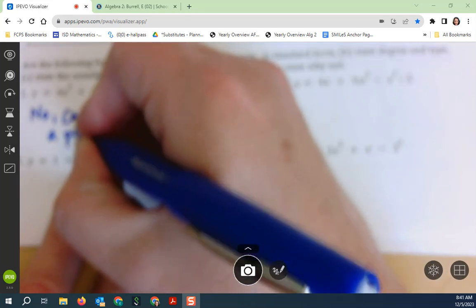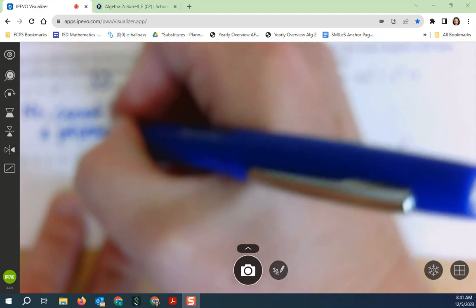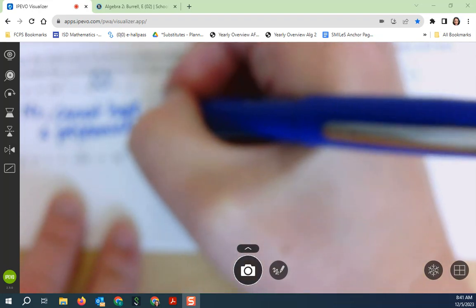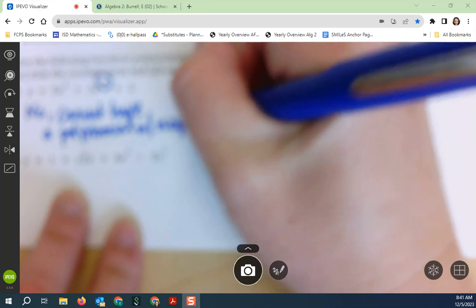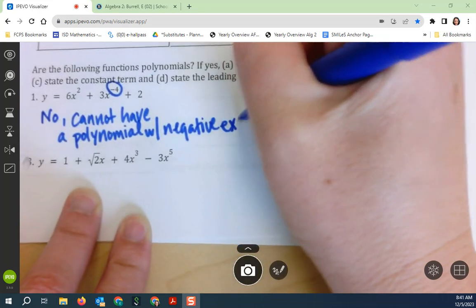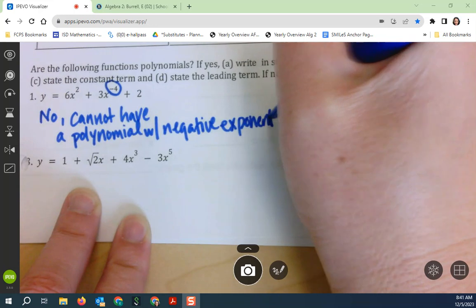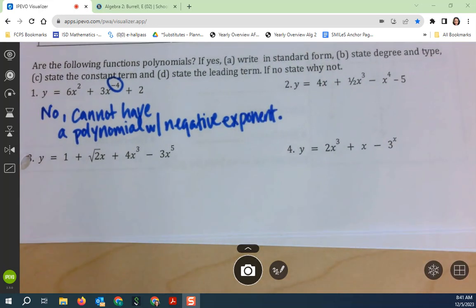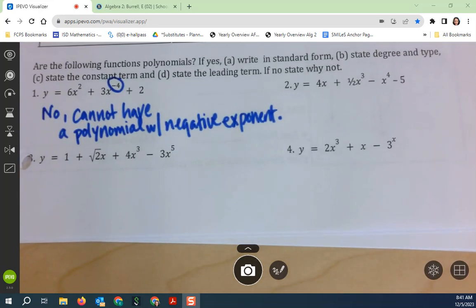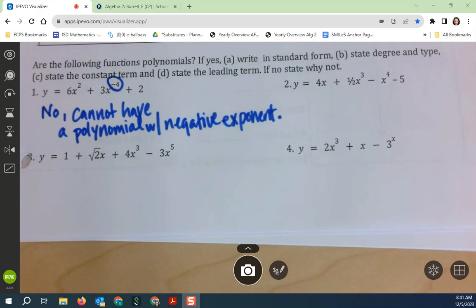And the nice thing is, if we say no, we're done. So you cannot have a polynomial with a negative exponent. So 1 was a no. And what was the other one that was a no? There's another one. So your coefficients have to be real numbers, and your exponents have to be whole numbers.